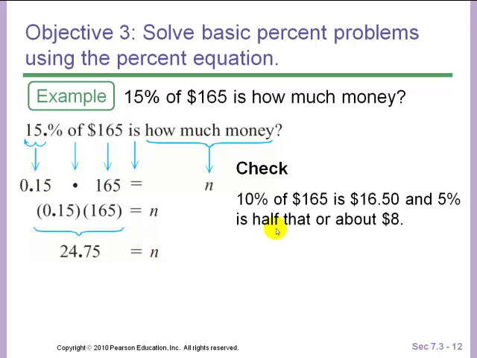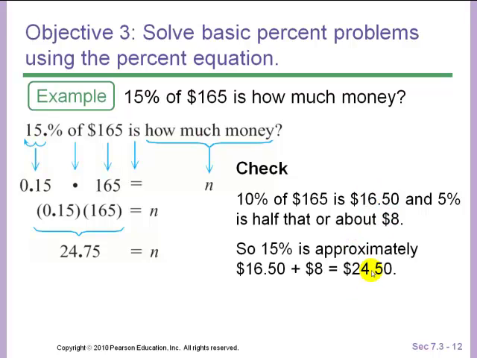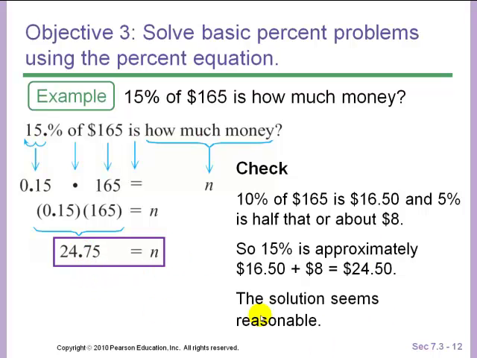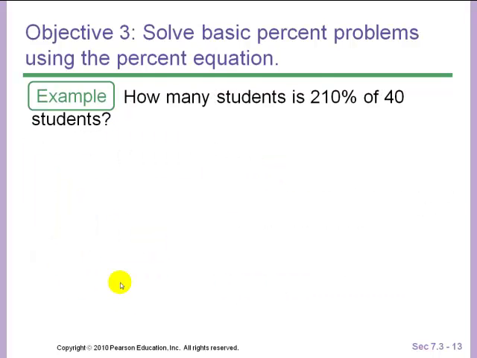We can check this. 10% of 165 would be $16.50. 5% would be half of that, which is about $8. $16.50 plus 8 is about $24.50, which is darn close to our actual answer of $24.75. So this is a reasonable answer. Notice this was just a check. You are not required to do this, but particularly on an exam where you don't have a calculator to double check your arithmetic, it's nice to be able to check to see if your answer is reasonable.